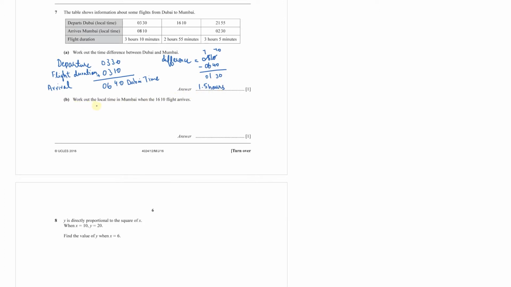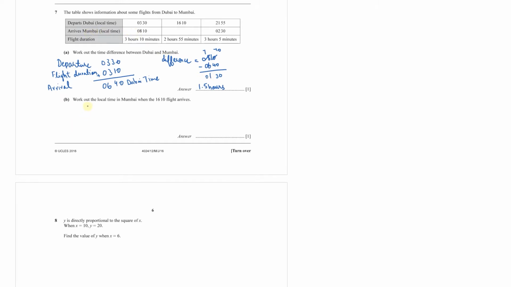Part B is work out the local time in Mumbai when the 16:10 flight arrives. So this flight departs Dubai at 16:10. Then you also have the flight duration. So let's first compute the arrival time according to Dubai's local time, which will be simply adding 2 hours 55 minutes to this departure time. And then we add another 1 hour 30 minutes to get the arrival time according to Mumbai's local time.